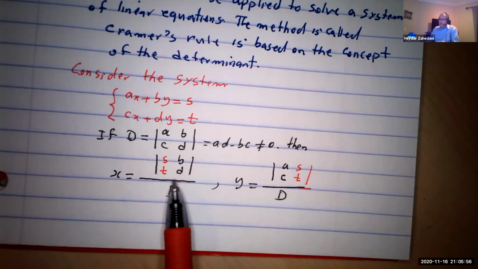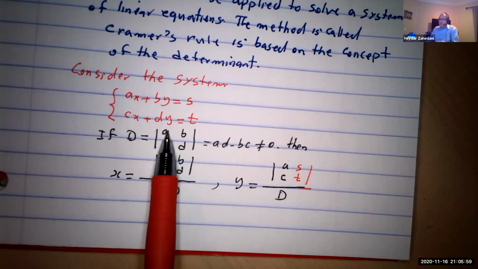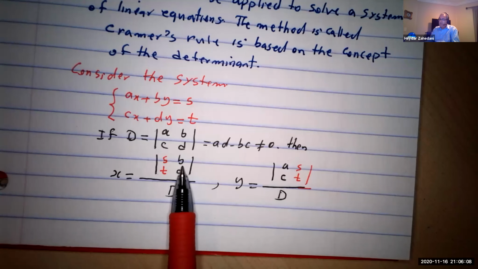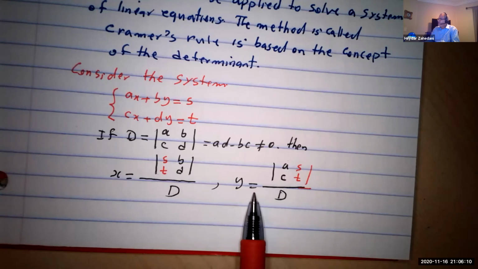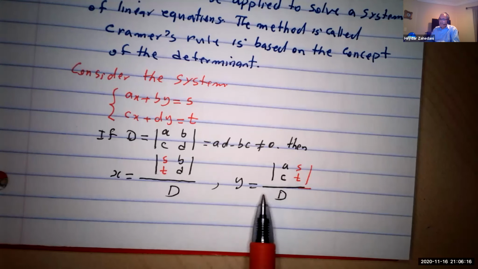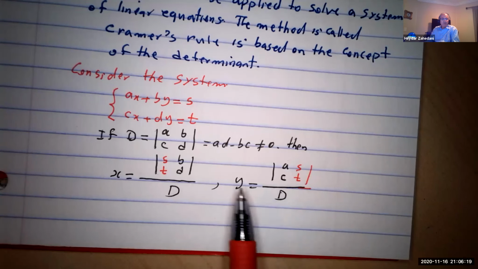And so what's going to be on the top of the x? For the x, you replace the first column, the x column, by the constant terms. The second one would be unchanged. For the y, you replace the y column by the constants to get the results. So this is D equal to 0, D not equal to 0. If D happens to be equal to 0, then you have to consider other conditions that I'm going to talk about later.